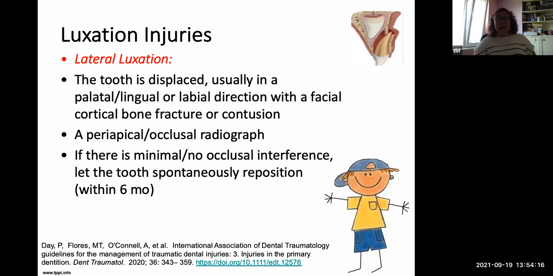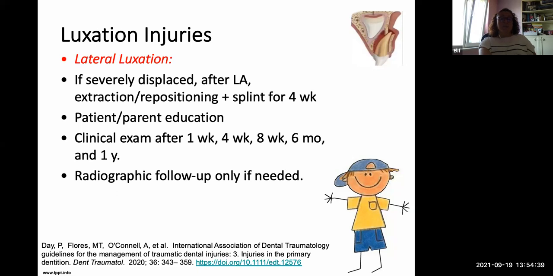So we have to take a radiograph, and we should check the occlusal interference first. If we can't see any interference, or if it is minimal, we may let the tooth spontaneously reposition, so we don't need to do anything. We should wait for at least 6 months to let the tooth spontaneously reposition itself.